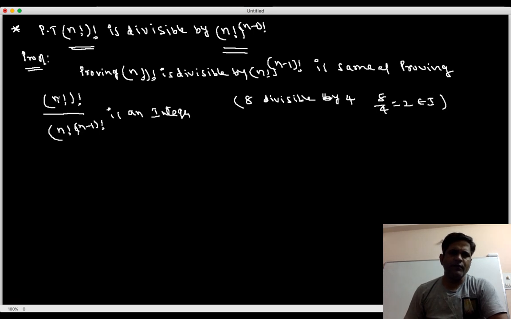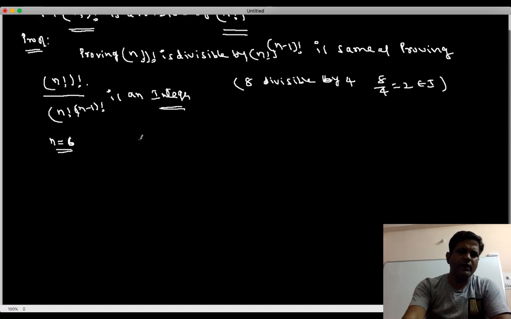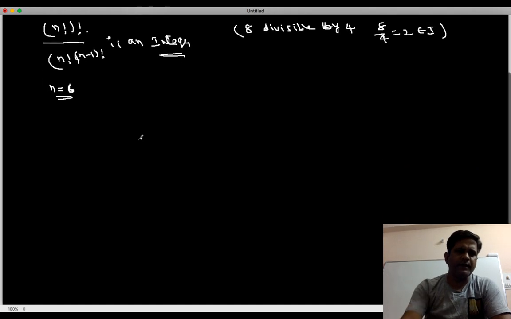So here, proving n factorial is divisible by n factorial power n minus 1 factorial is the same as proving n factorial over n factorial power n minus 1 factorial is an integer. To prove this, I will take one natural number, n is equal to 6. For this n is equal to 6, I will prove this, then after I will generalize this for n.